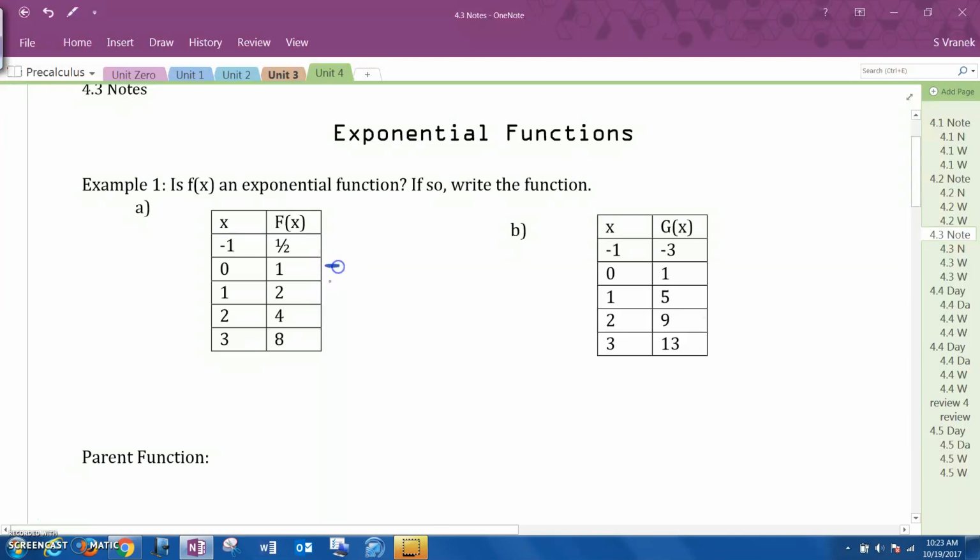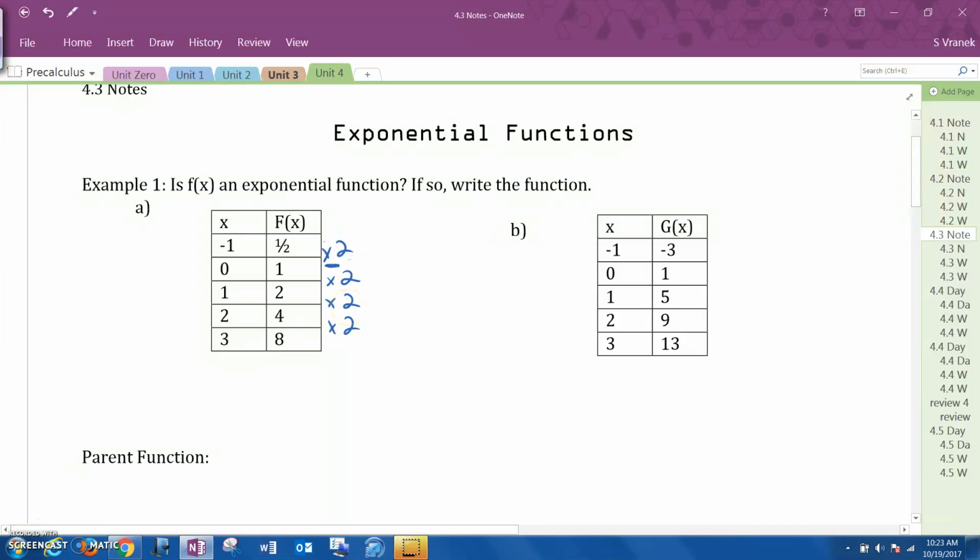I always start here and figure out from 1 to 2, what did I multiply by? And sure enough, we multiplied by 2. To go from 2 to 4, we did multiply by 2. Go from 4 to 8, we also multiplied by 2. And I go from 1/2 to 1, we multiplied by 2. So therefore, we're multiplying by 2.